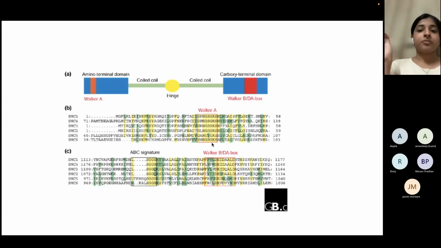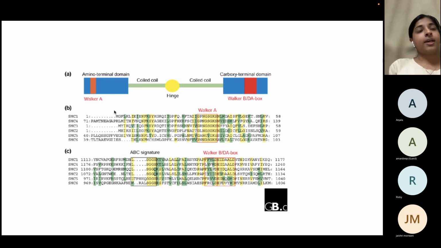In the case of SMC, there are these very characteristic domains. There are two Walker domains, Walker A and Walker B, on the N terminal and the C terminal. Like we previously mentioned that 5' to 3' is the general order in which DNA sequences are listed, for protein sequences it's generally from the N terminal to the C terminal. So Walker A is near the N terminal, Walker B towards the C terminal. And both of these are joined to this hinge region by these coiled coils.